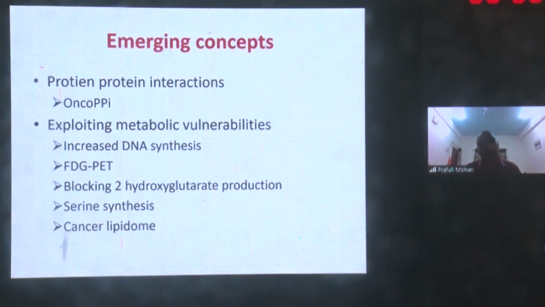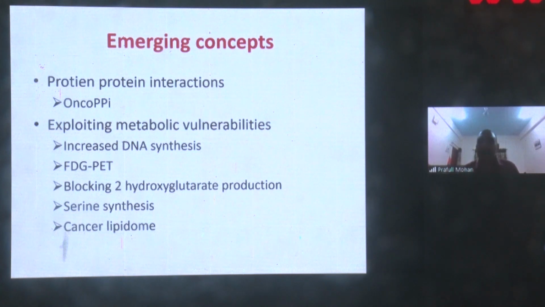Then metabolic vulnerabilities. Cancer cells have special needs, as I've talked about. We also know how we exploit these needs by way of FDG PET so as to identify where the cancer cell is lying. Something similar happens: some cancer cells also have more requirement of 2-hydroxyglutarate. A lot of work is going on blocking 2-hydroxyglutarate production so as to stop cancer cells. Similarly, also to stop serine synthesis, which is essential in the development of certain cancers.